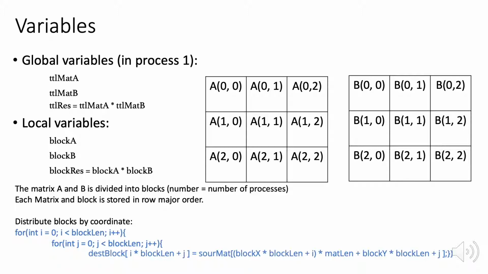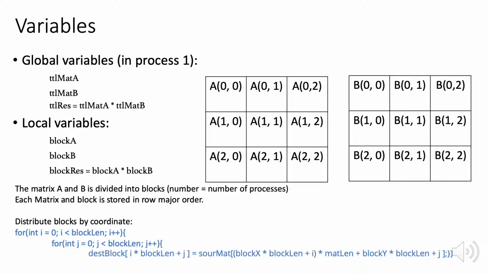The matrix A is stored in total matrix A, and so is matrix B. Our goal is to compute the total result, equal to total matrix A multiplied by total matrix B. We will do it in parallel by multiple processors in local variables. The local variable block result equals block A multiplied by block B, and block A and block B will change in each step. Then the result in each step will be connected to compute the block of the total result.